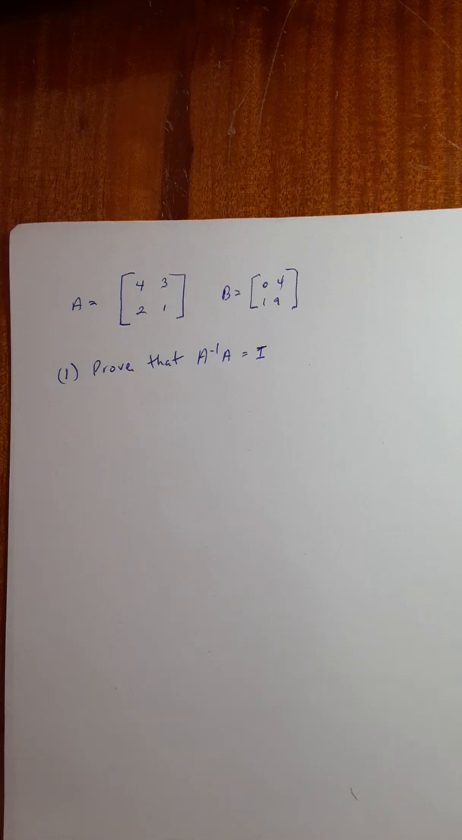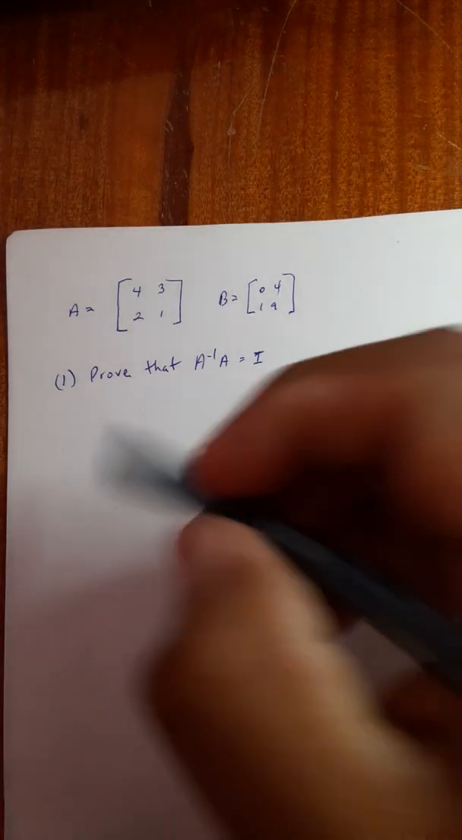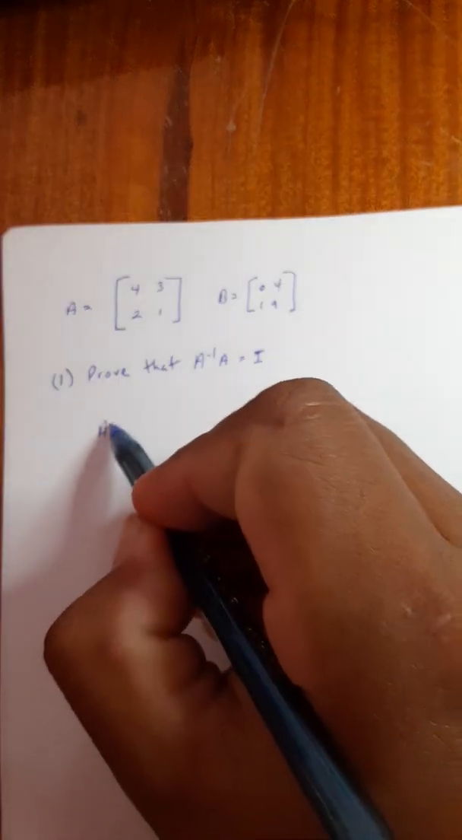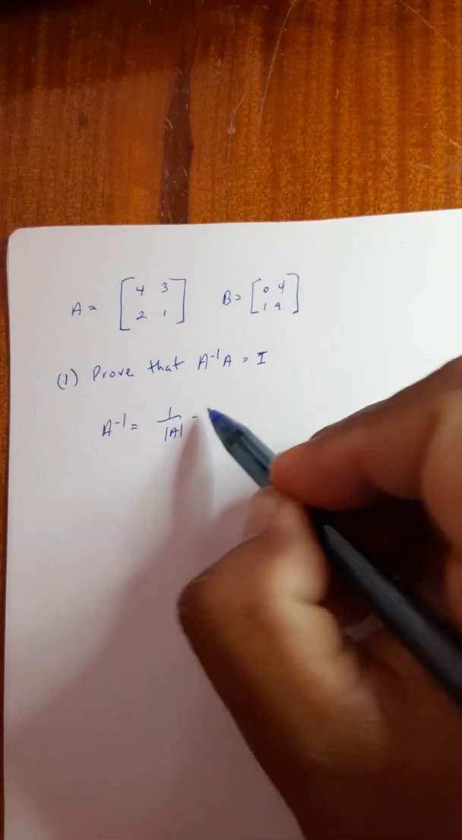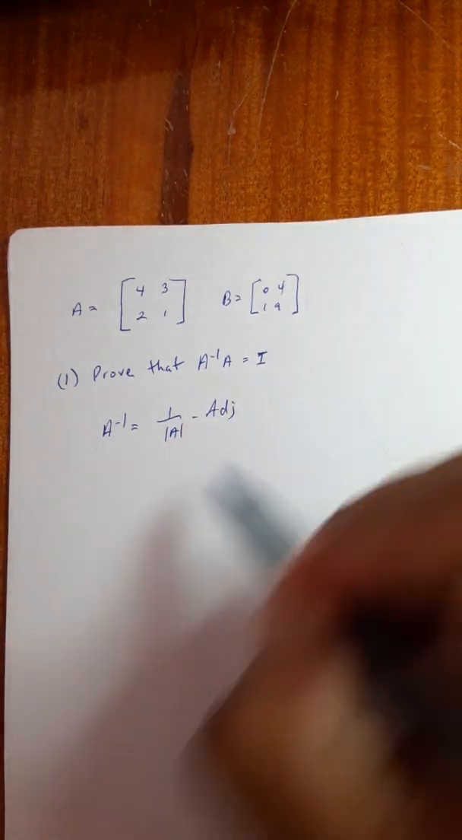Now, you need to understand, you need to analyze the situation. What does A to the negative 1 mean? That means the inverse of any matrix, right? But in this case, it's the inverse of matrix A. So we have to find the inverse. The inverse of A is 1 over the determinant times the adjoint, right?